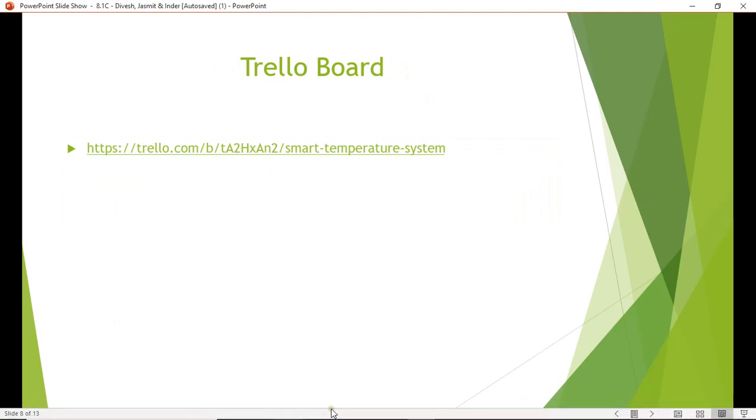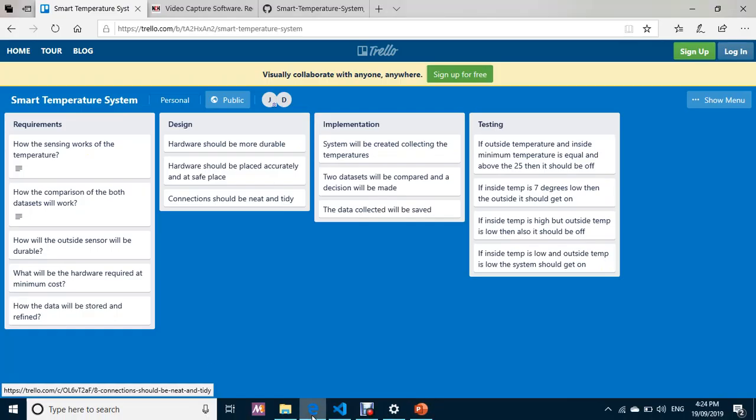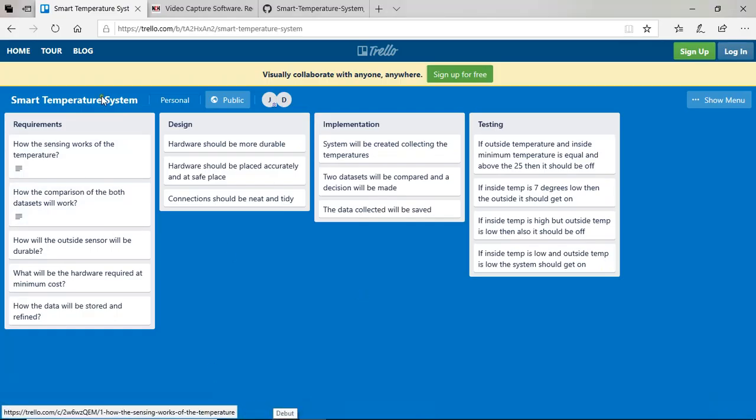So these are the requirements of our system. Before designing, what were the requirements? The first thing is how sensing works for the temperature, and how the comparison will be made between both data sets, the data collected from outside and the inside.